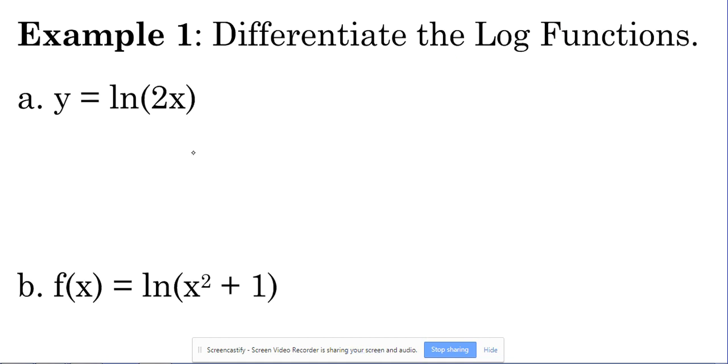So let's apply these rules. Let's take the derivative of the natural log of 2x. So y prime is equal to the derivative of what's on the inside, 2, over what's on the inside. Well, guess what? That simplifies to 1 over x.